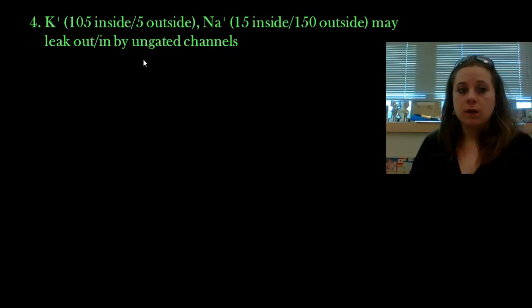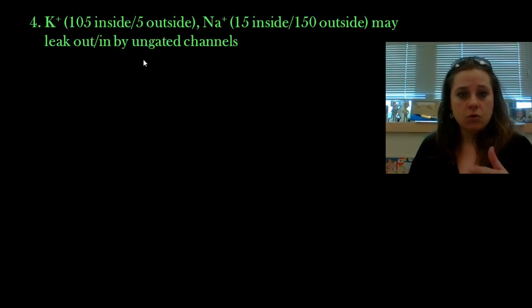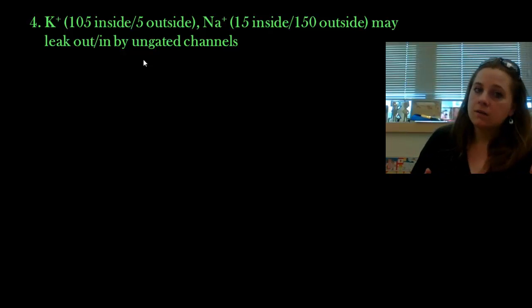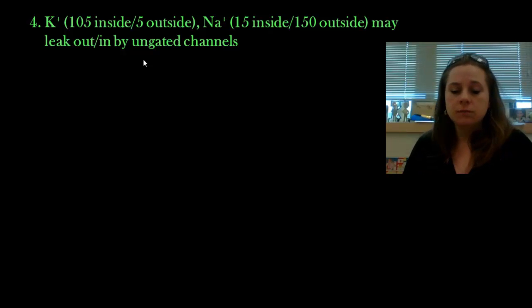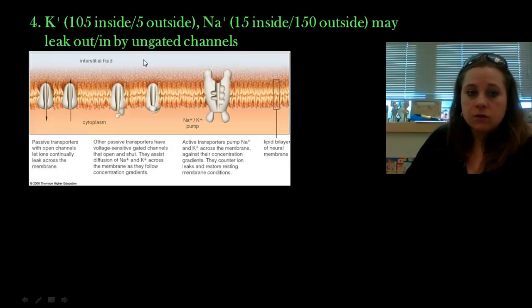So as I mentioned, high amounts of potassium inside, high amounts of sodium outside. And through ungated channels, these are protein channels that have nothing barring them, there can be a little leakage, if you will. So a little sodium coming in, a little potassium floating out just due to natural diffusion, which can occur. Okay, so let me showcase a little bit of this. Here's what we've got going on.